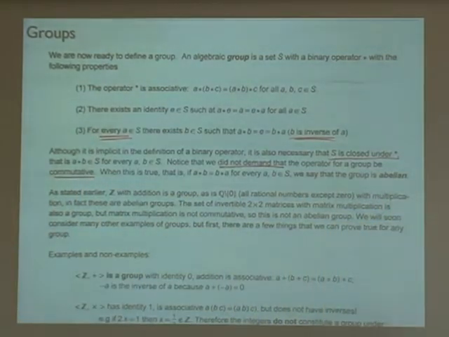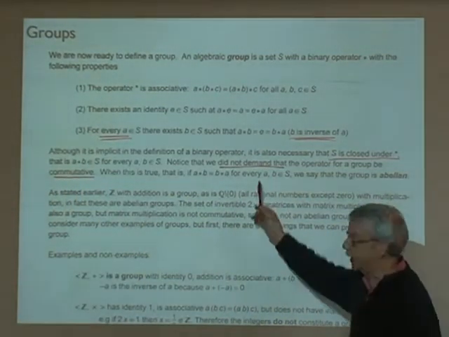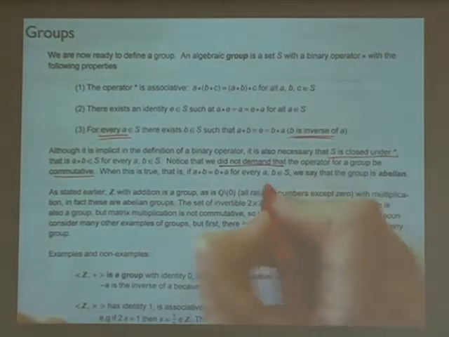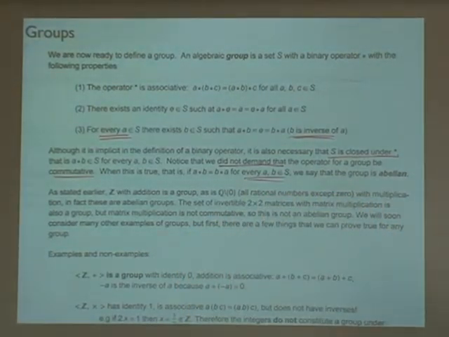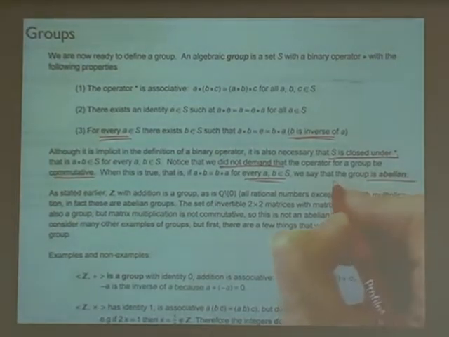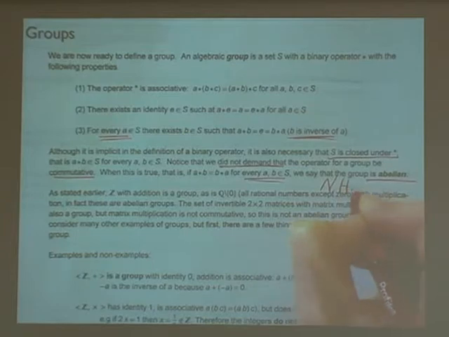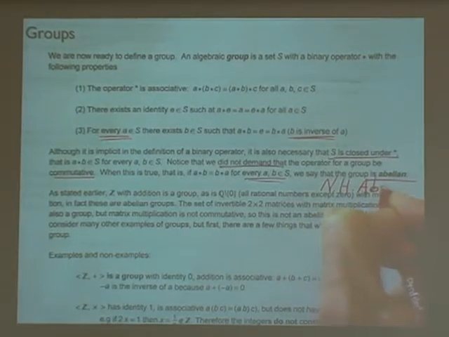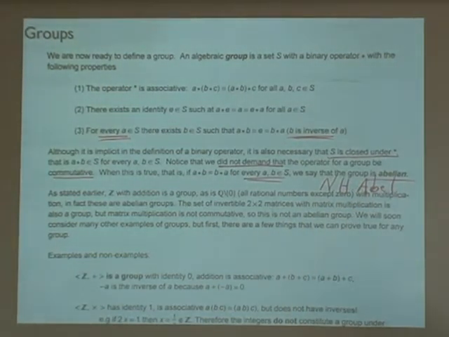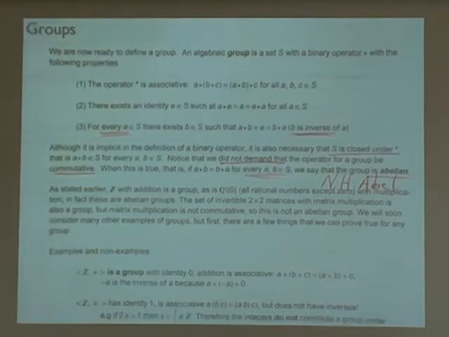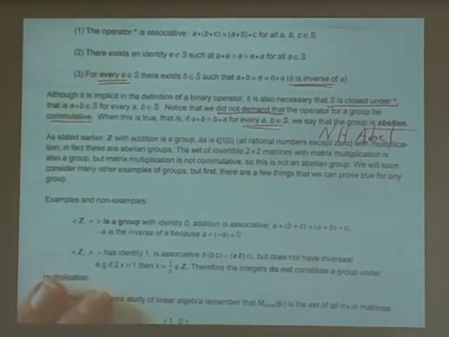If AB is equal to BA, for every pair, we say it's an abelian group, after Niels Henrik Abel, the guy who actually proved you can't solve the quintic and made some strides in abstract algebra.